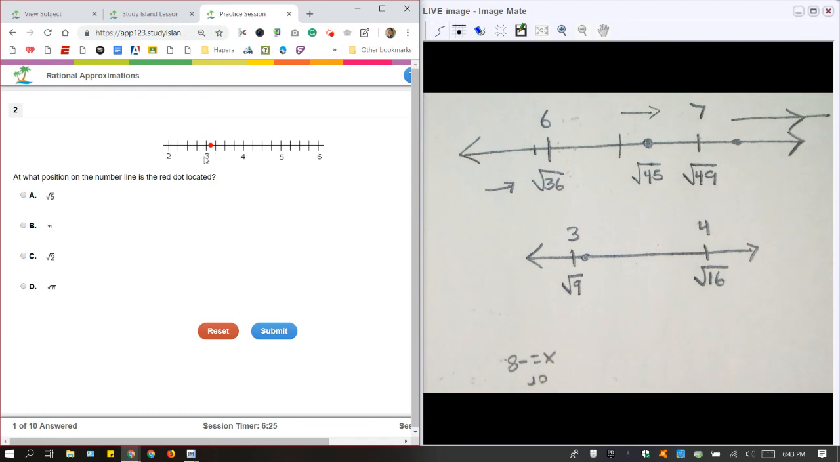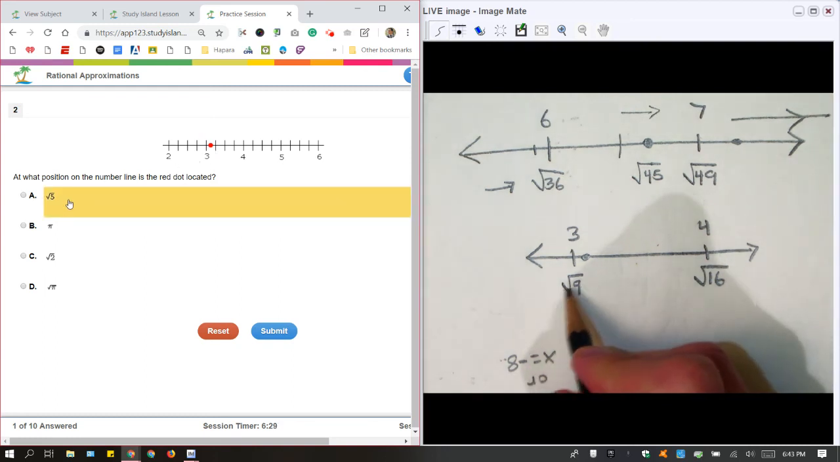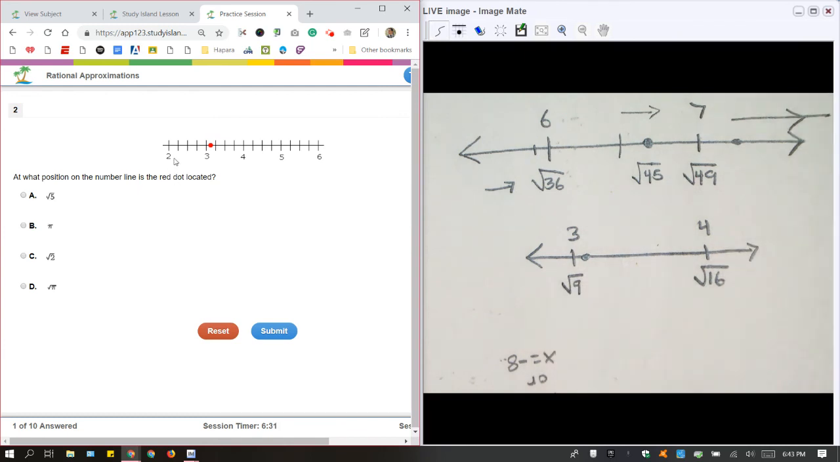So let's go through our options. We got the square root of 5. No, that's not more than the square root of 9. That's barely more than the square root of 4. And the square root of 4 is 2.